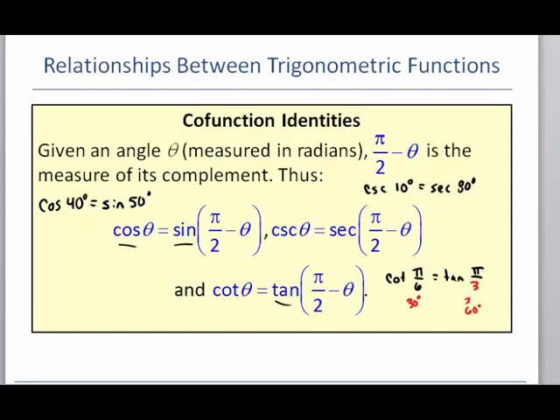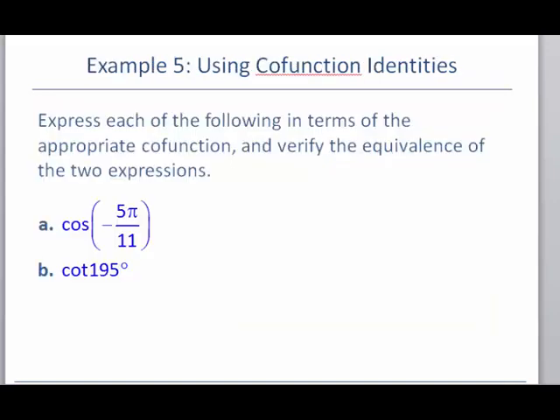Remember that cosine and sine pair up as cofunctions. So I know that this expression is going to equal the sine of some angle. And I also know that when I add the two angles together, I need to get pi over 2. All right, so let's figure out what the angle has to be. So in other words, if I take 5 pi over 11 and I add, and let's use a variable, let's just call it theta, then we're supposed to get pi over 2.